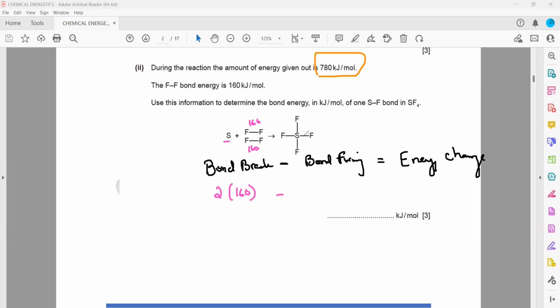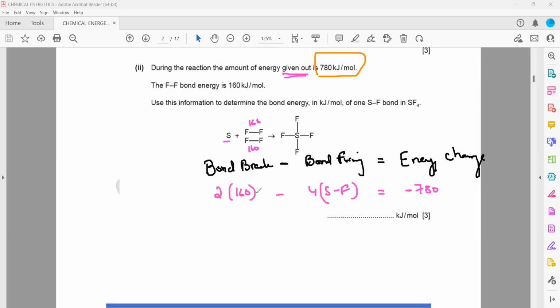Minus the bond forming energy. There will be 4 SF bonds formed. That's why 4 times SF equals the energy change. What is the energy change? It is 780. But because this energy is given out, the energy change should be negative. As it's an exothermic reaction, the energy change is negative. For an endothermic reaction, the energy change is positive. So bond breaking minus bond forming equals energy change.